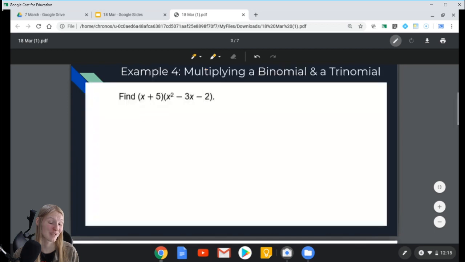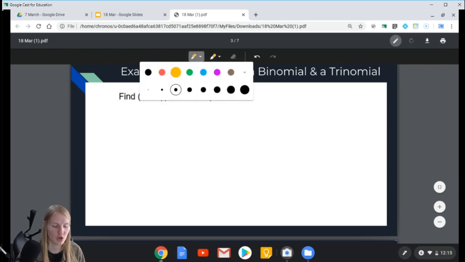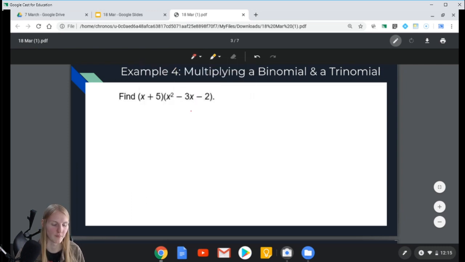So let's get started. Here is our example for today, multiplying a binomial and a trinomial together. What we're going to do is very similar to FOILing, but a little different. Remember our distribution rainbows from anytime we distribute? That's basically what we're going to do here. I'm going to take the first term in my binomial and I'm going to distribute it to everything over here. So everything in this trinomial gets an x.